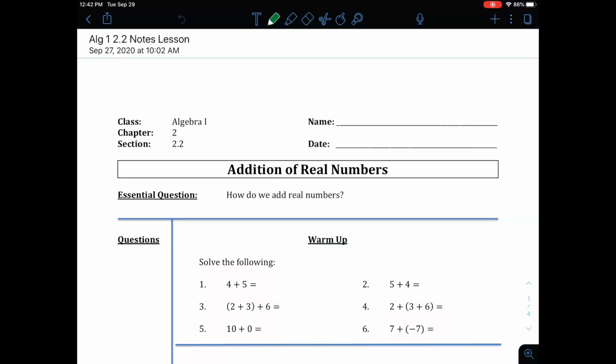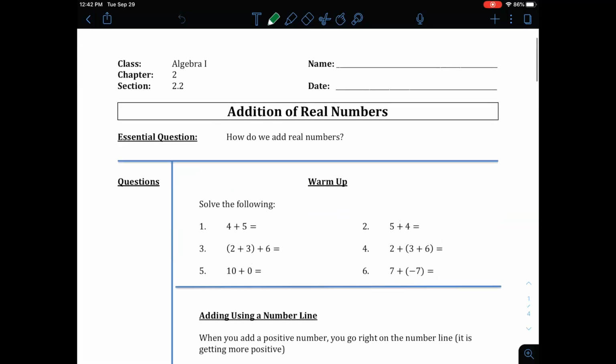So we have a warm-up here. It says solve the following. We have 1 through 6. They should be hopefully not too tricky or not too challenging, but give them a try because they will be important for later in the lesson.